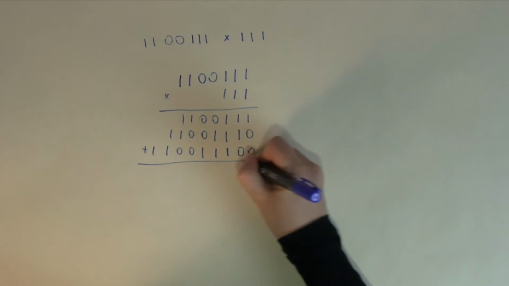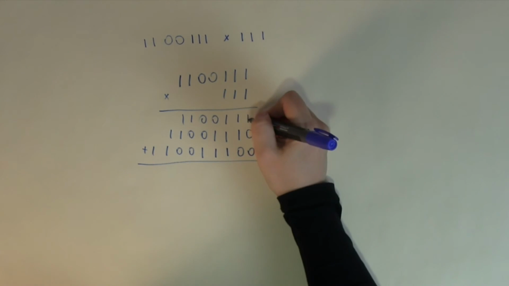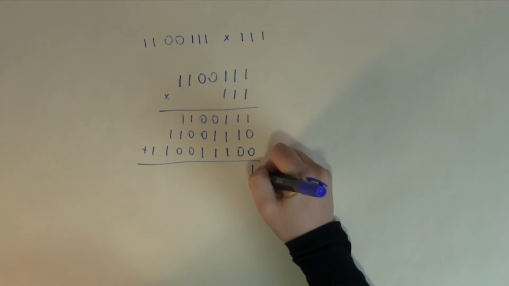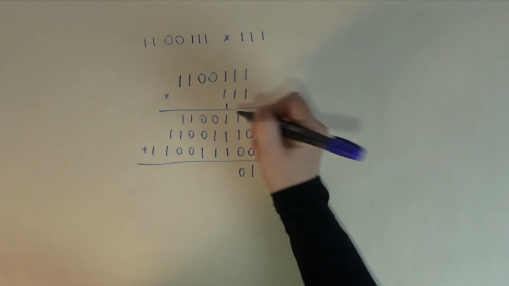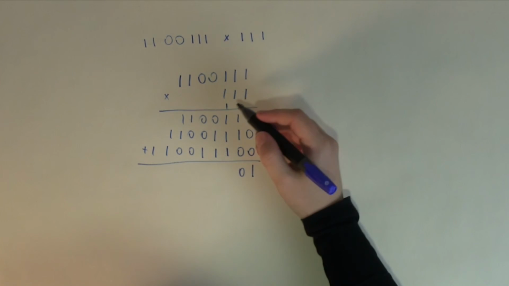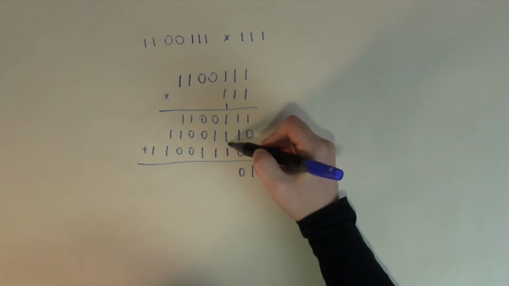And now I have to do the addition. What's going on in here? 1 plus 2 zeros gives me 1. 1 plus 1 gives me 0, carry the 1. Now, here is the tricky one, because I have got 1 and 1 and 1 and 1.